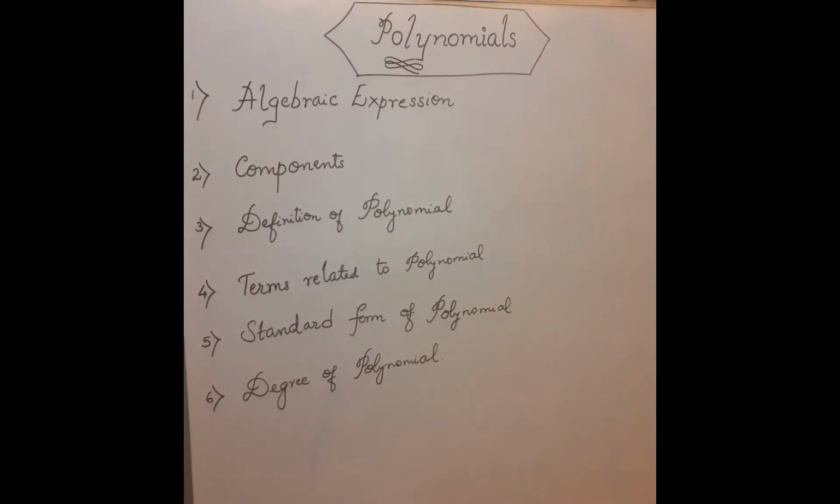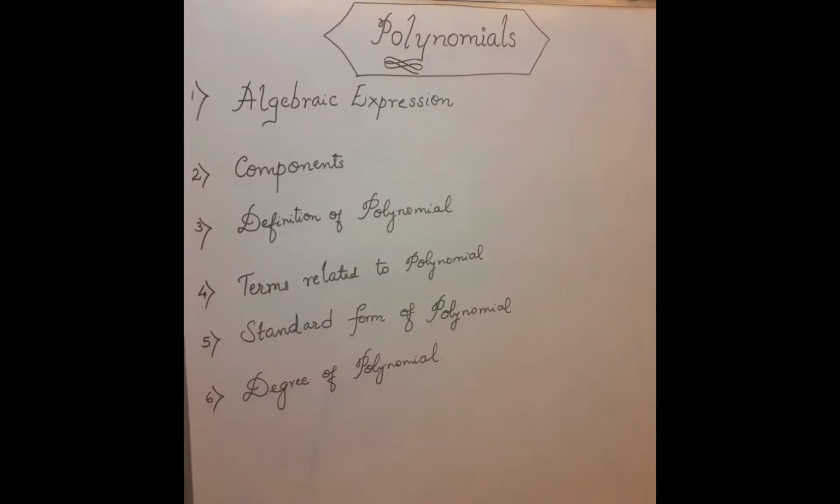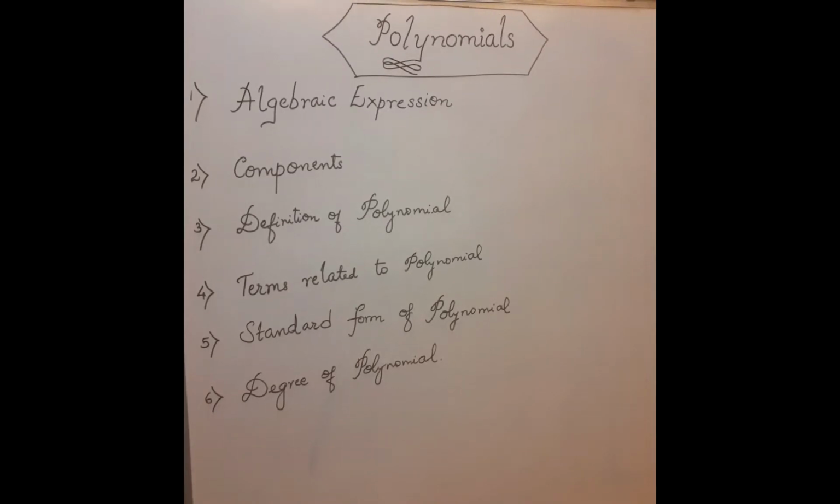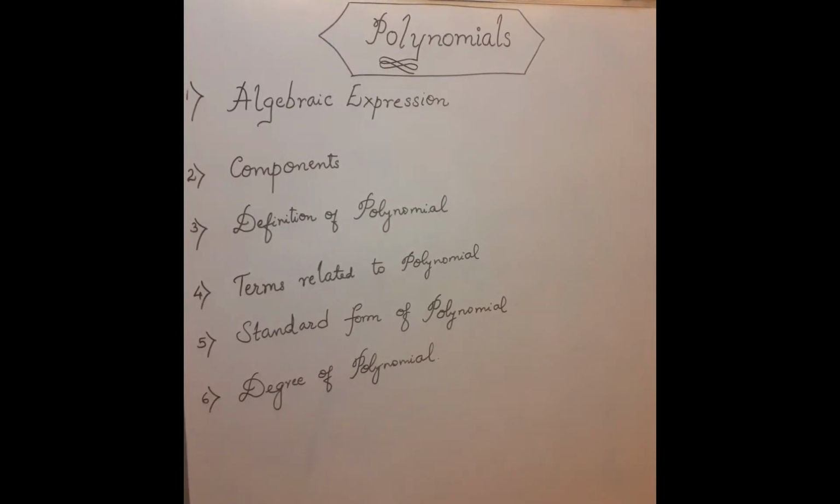We'll then go to the terms related to polynomial. And then we'll come back to the standard form of polynomial. How is a polynomial supposed to be written in the standardized form? And lastly, we go to what is the degree of polynomial. And once we have finished the discussion related to all these things, we'll then be providing the problems related to polynomials and we'll see how to go about solving the problems.